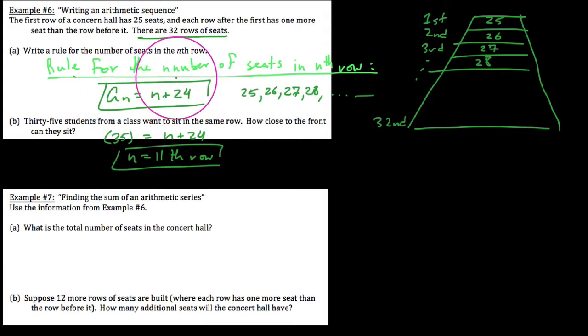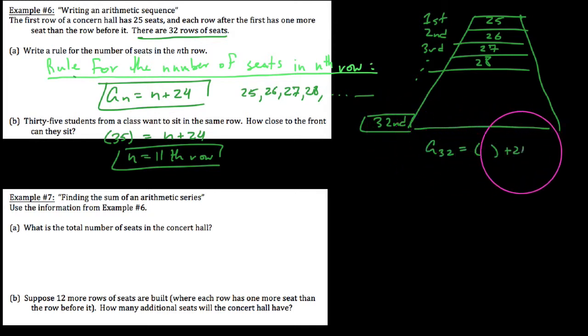We say a_n represents the rule for the number of seats in the nth row. If I wanted to know how many seats are in the 32nd row, we could say A32 would be equal to n plus 24, where in this case n is 32. So just in case you're curious, there are 56 seats in this last row.